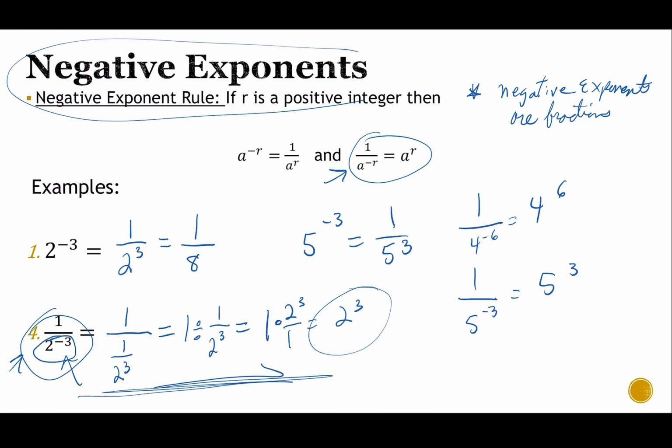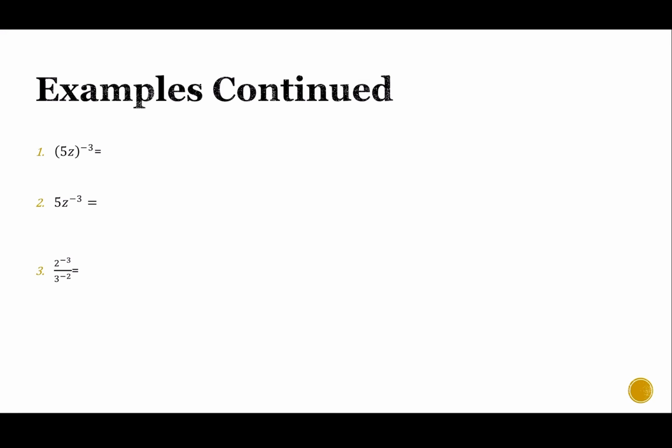I find that this is one of the more difficult rules to remember about exponents. So let's go through a few more examples. I have 5z to the negative 3. That negative 3 is attached to both my 5 and my z, right? I could even distribute it if I wanted. So those do become a fraction. I've got 1 over 5 cubed z cubed.